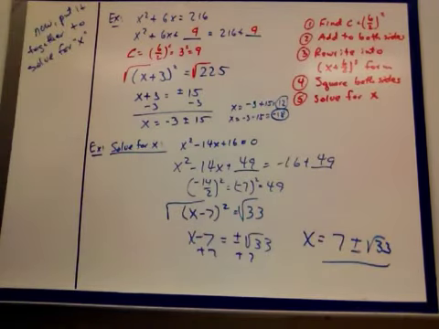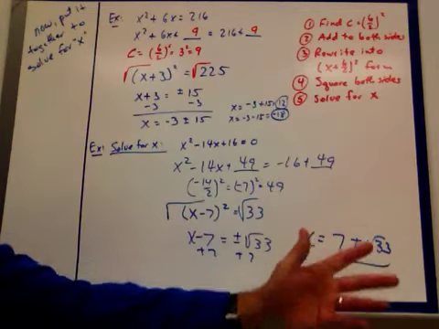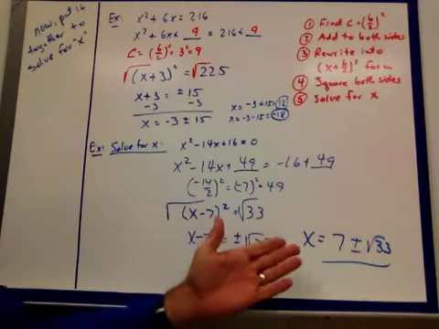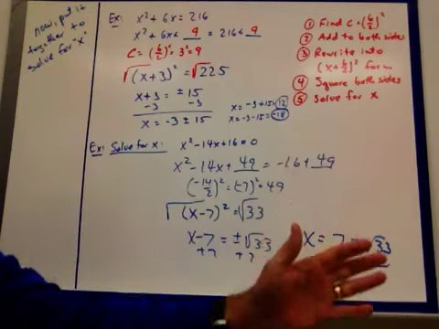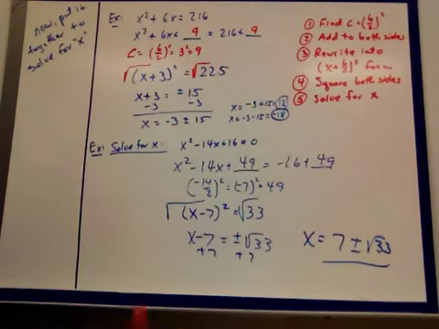Okay? When you get something like this in the radical that doesn't simplify easy, you can leave the answer just like that, it's fine. Or you can make that, it's like 5.7 or something like that, and you could figure it out. 7 plus 5.7, 7 minus 5.7, those are your values. But that'll work right there if you can't take the square root of that evenly.